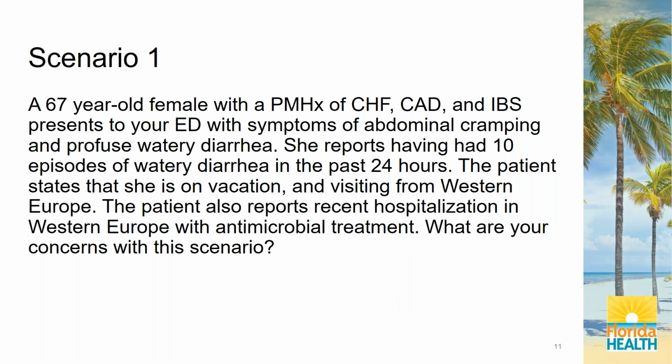A 67-year-old female with a past medical history of congestive heart failure, coronary artery disease, and IBS presents to your ED with symptoms of abdominal cramping and profuse watery diarrhea. She reports having had 10 episodes of watery diarrhea in the past 24 hours. The patient states that she's on vacation and visiting from Western Europe. The patient also reports recent hospitalization in Western Europe with antimicrobial treatment. What are your concerns with this scenario so far?